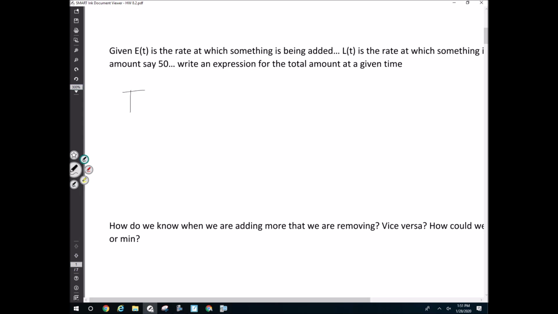You could say my total amount at a specific time, and this is a total, is equal to an initial amount. In this case, my initial amount is 50, plus the total amount that has been added, total amount in, minus the total amount out. Well, the total added will be an integral from my initial time, which is 0, to whatever my time is, of E, and my total out would be an integral from 0 to t of L.